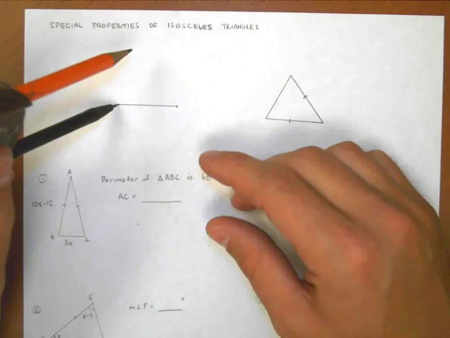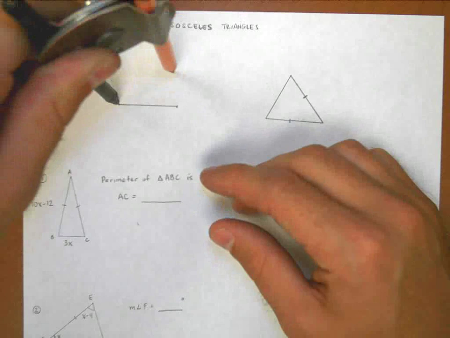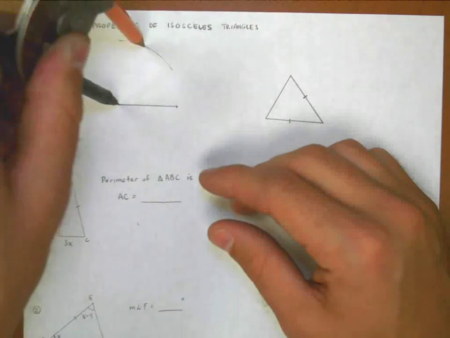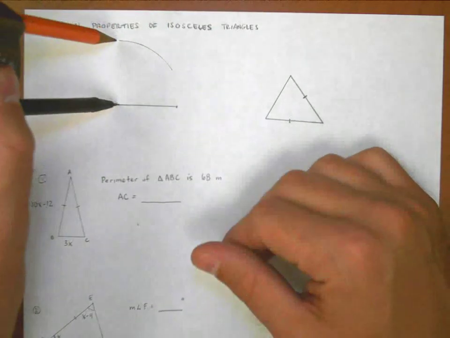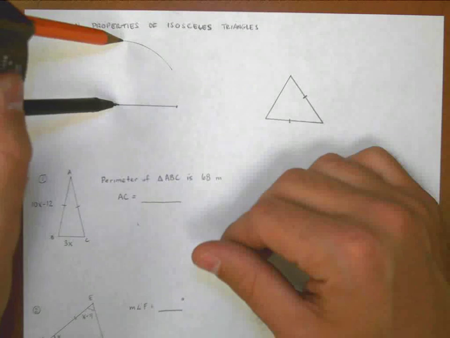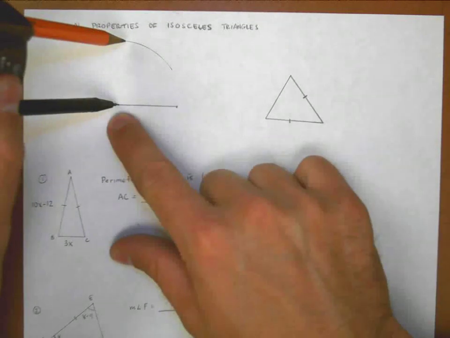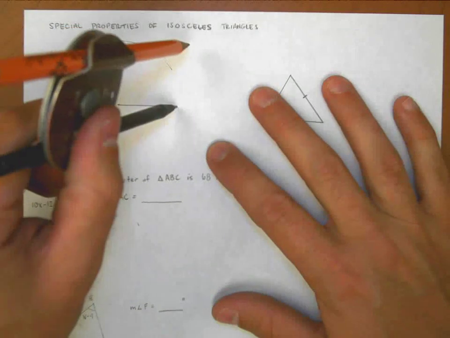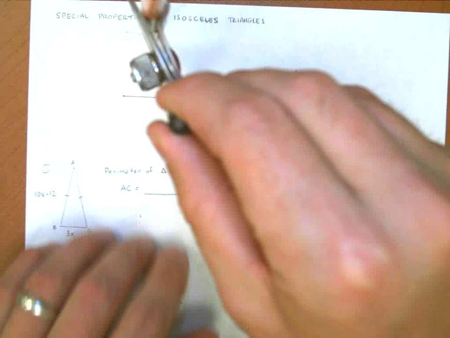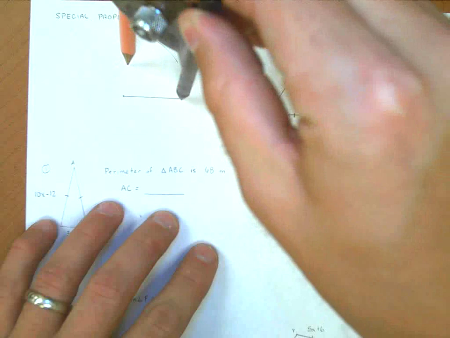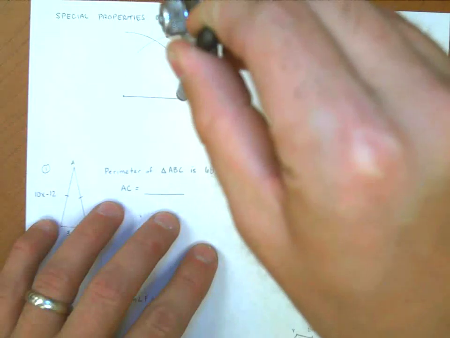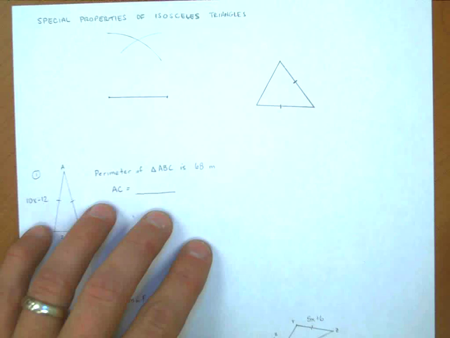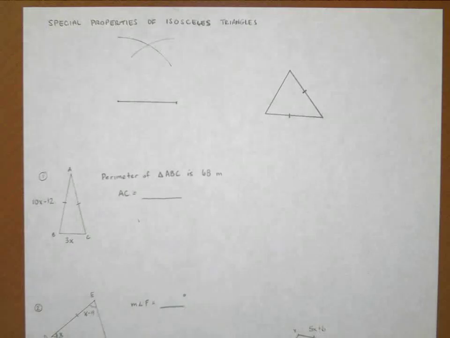I can make this whatever length I want to, but if I draw a simple arc up here, I know that every point on that arc that I just drew is the same distance from the left side of the base of my triangle. If I repeat this process from the right, and I don't change the size of the compass, I draw the same arc from the right-hand side, you can see where those arcs intersect is going to be the third point of my triangle.